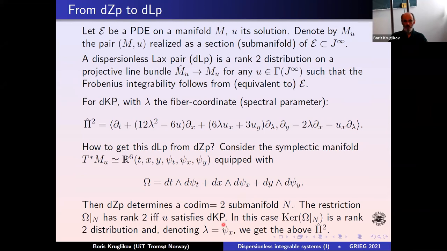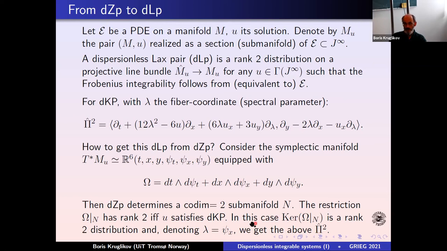Okay, so what do we have then? We have a four-dimensional manifold and a rank two form. And a rank two form therefore has to have a kernel, which has to be two-dimensional. And what is this thing? At every point, that's actually a two-dimensional plane in the tangent bundle. That's precisely a rank two distribution. So that's precisely the one we had above.